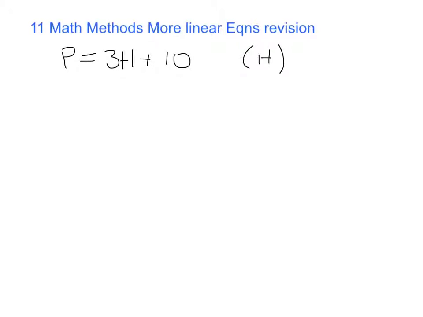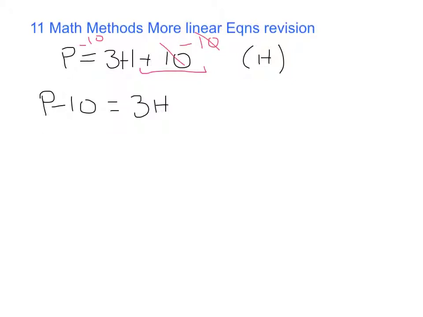So what we need to do is to shift everything that's on the same side as H. So BODMAS backwards would be identifying this positive 10. So we do the opposite of that, which is negative 10. We do that to both sides. So on the left-hand side, we now have P take away 10 is equal to only 3H on the right-hand side, and that's because the positive 10 and the negative 10 have cancelled each other out.